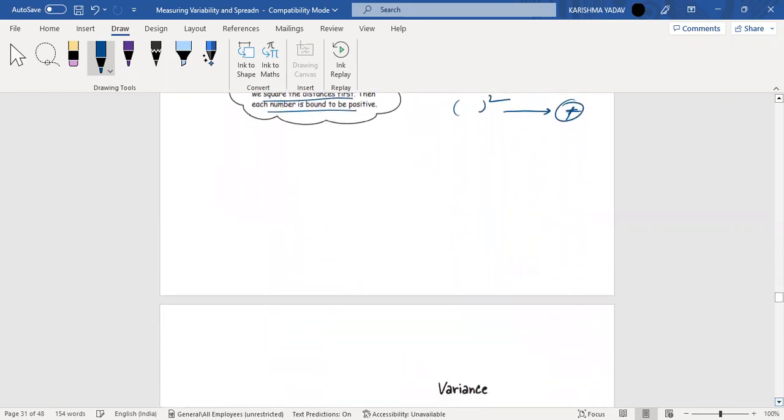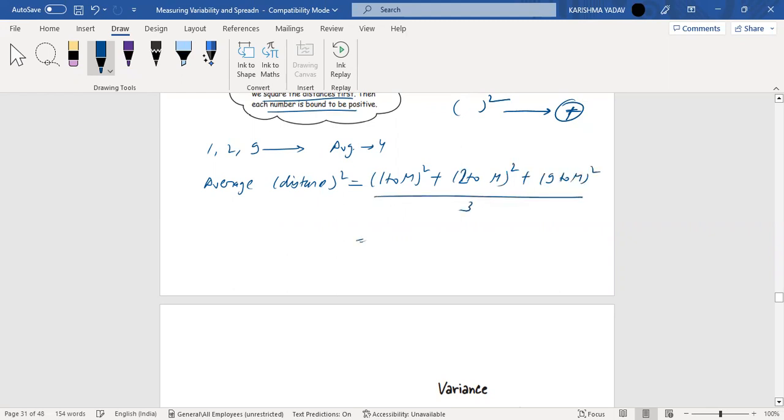So what are the numbers we have? We have the numbers 1, 2 and 9, and the average of these numbers is 4. Now we are going to take the distance from the average and take the squares of these distances. That is, we calculate (1 - mu) squared plus (2 - mu) squared plus (9 - mu) squared, divided by 3, because we have 3 data points. That is (4 - 1) squared plus (4 - 2) squared plus (4 - 9) squared, divided by 3.